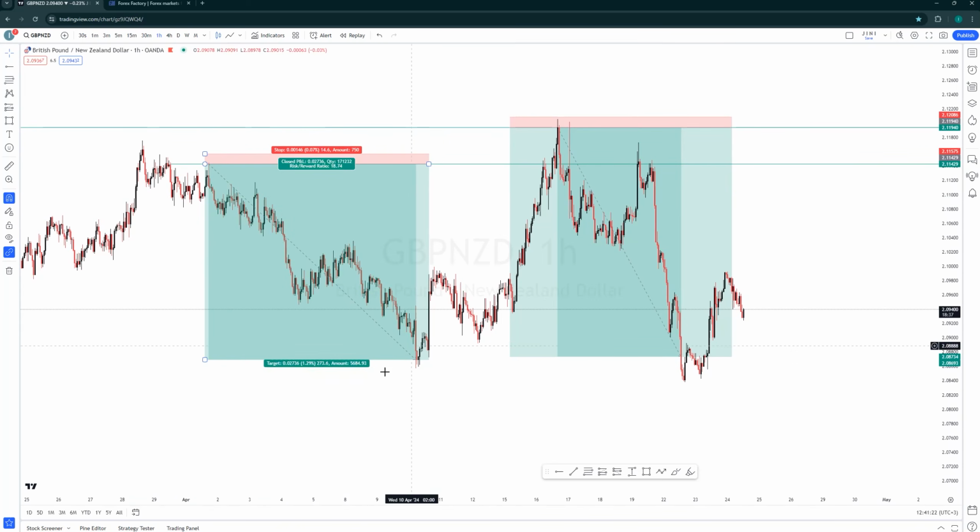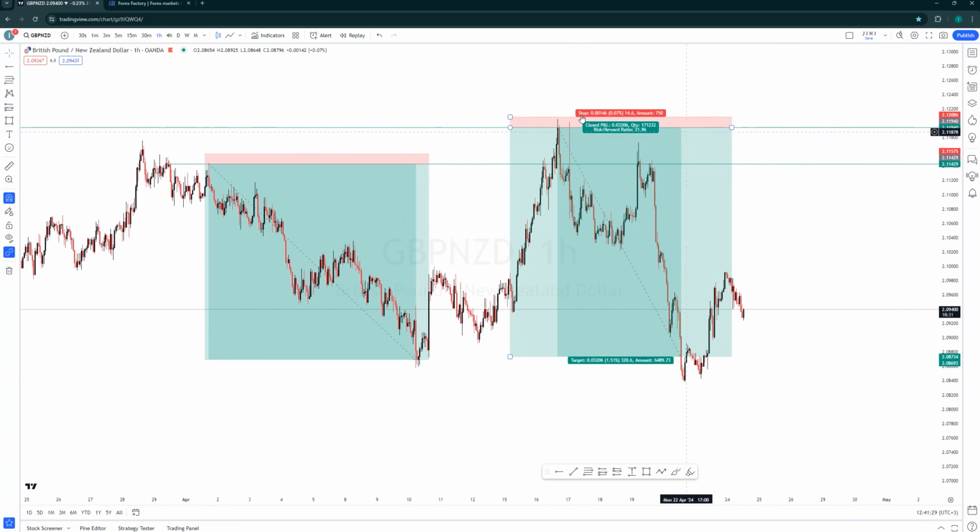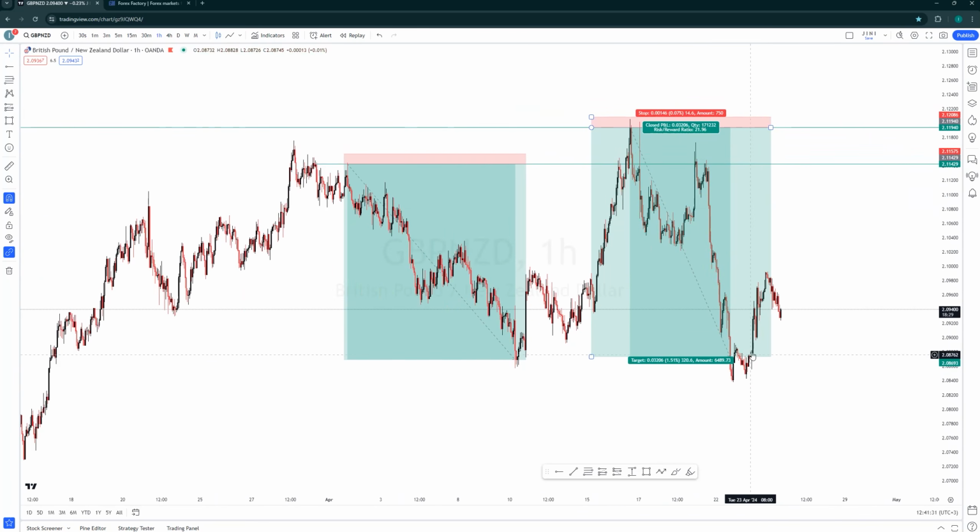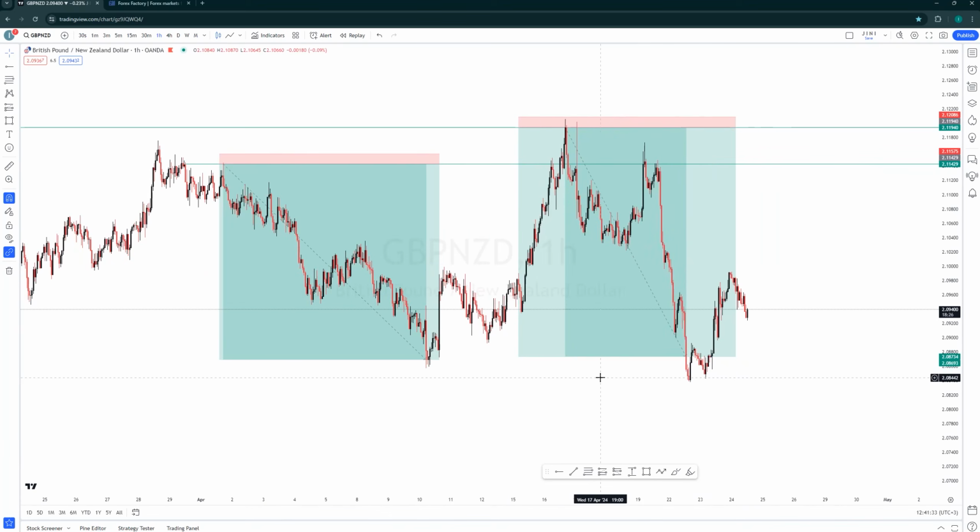In today's video I will show you how this GBPNZD managed to sell from this point to this point, and how I managed to take this trade from this point to this point. It was a very simple technique, a very simple trade to execute. I will show you step by step how I did it.